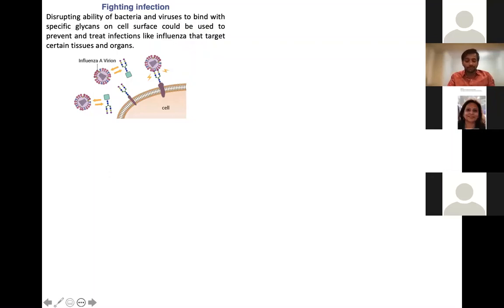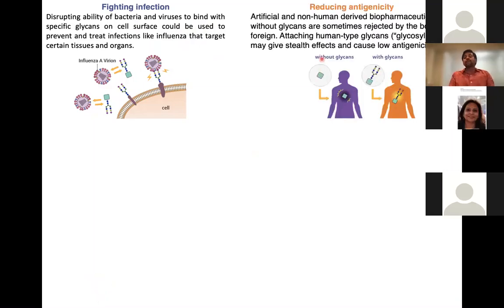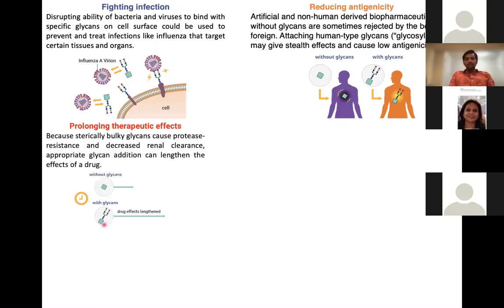Glycans can also be used to reduce the antigenicity, because when we administer any pharmaceutical drug without glycans, sometimes the body rejects it. The drug attached with glycans can reduce the antigenicity, and the body will not reject it because it will be seen as a self glycan, since glycans are highly decorated on the antibody surface also. Now they can also be used to prolong the therapeutic effects, with and without glycans. They have other roles also.